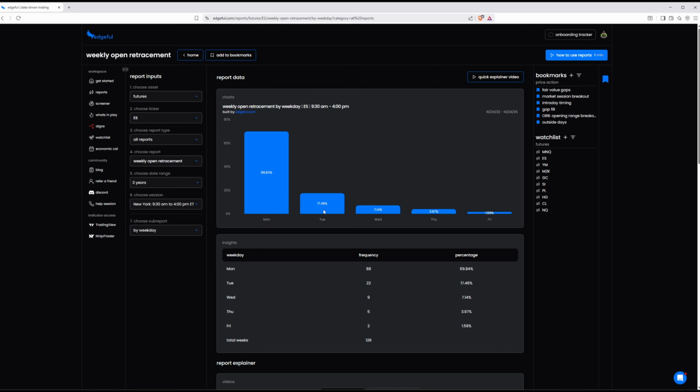17% of the time it happens on a Tuesday, 7% of the time on a Wednesday, and it gets less and less and less. Which means if it doesn't happen by the Monday or the Tuesday, it's unlikely to retrace back to that weekly open on the subsequent days. That weekly open is left untapped.